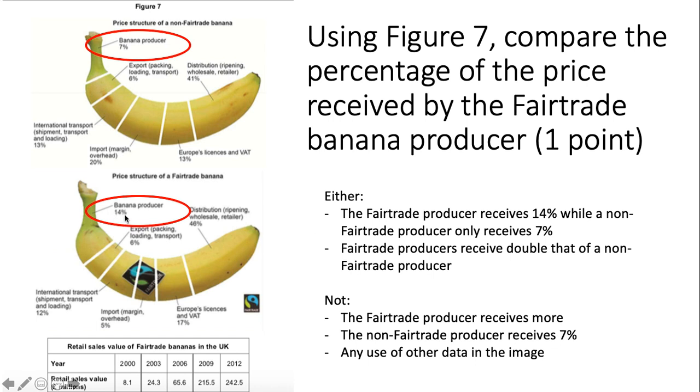You didn't even have to use these figures, but you weren't given credit if you said the fair trade producer receives more, because it's not really comparing the percentage. If you only gave me one percentage, that's not a comparison. And if you use, say, retail sales, or you started bringing in other figures, you got no credit for that. Again, this is another question where it looks like on the face of it they're trying to trip you up, but actually they're just trying to see how well you can read data that's been presented in a slightly different way.